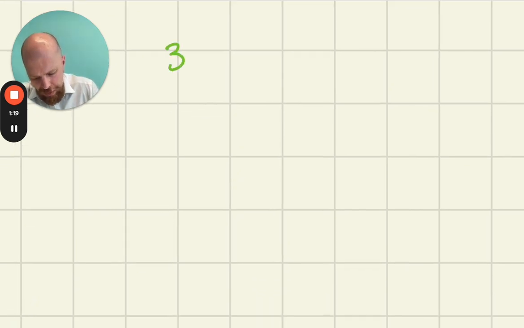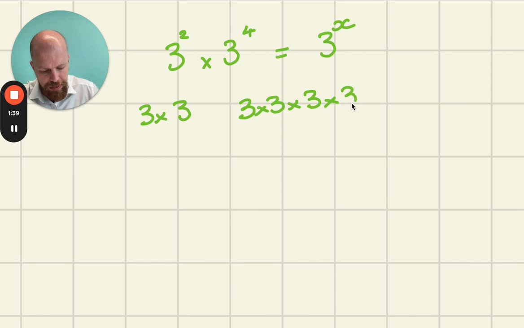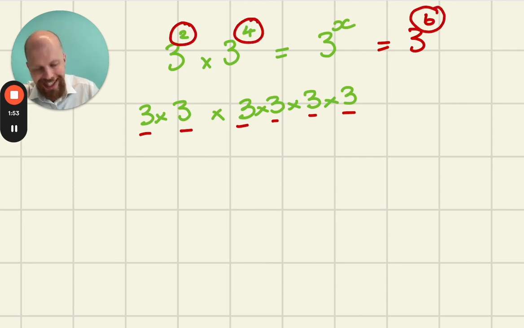Let's say we have 3 squared times 3 to the power 4. What we want to be able to do is simplify it, write it as a single power, and work out what that power is. 3 squared is 3 times 3. 3 to the power 4 is 4 lots of the 3s, all multiplied together. Now, if you count them, you get 1, 2, 3, 4, 5, 6. So I could write this as 3 to the power 6. Notice I have a 2 and a 4, and it gave me a 6.